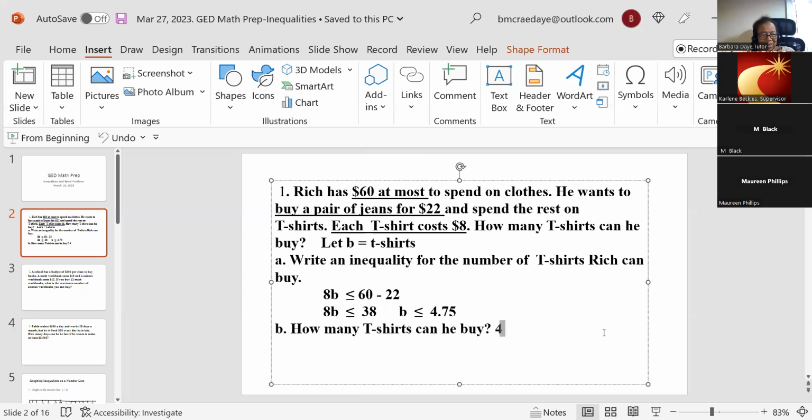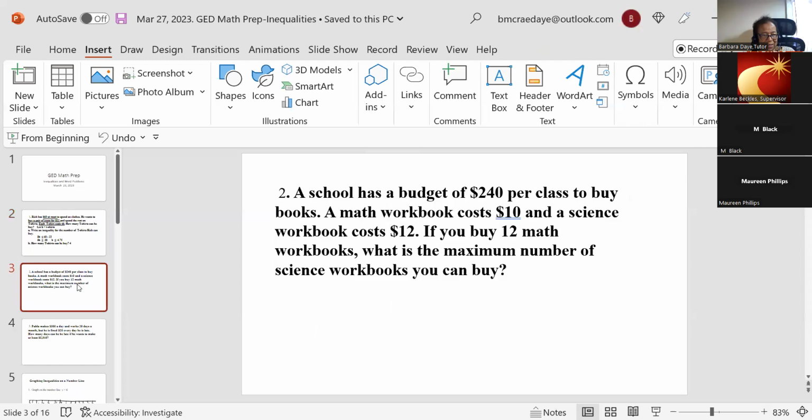Questions? No, all right. Now I want you to try the next one. Maureen, are you ready for this one? Now, this one, I'm not asking you to do the inequality. I'm asking you to find the maximum number of science workbooks you can buy.